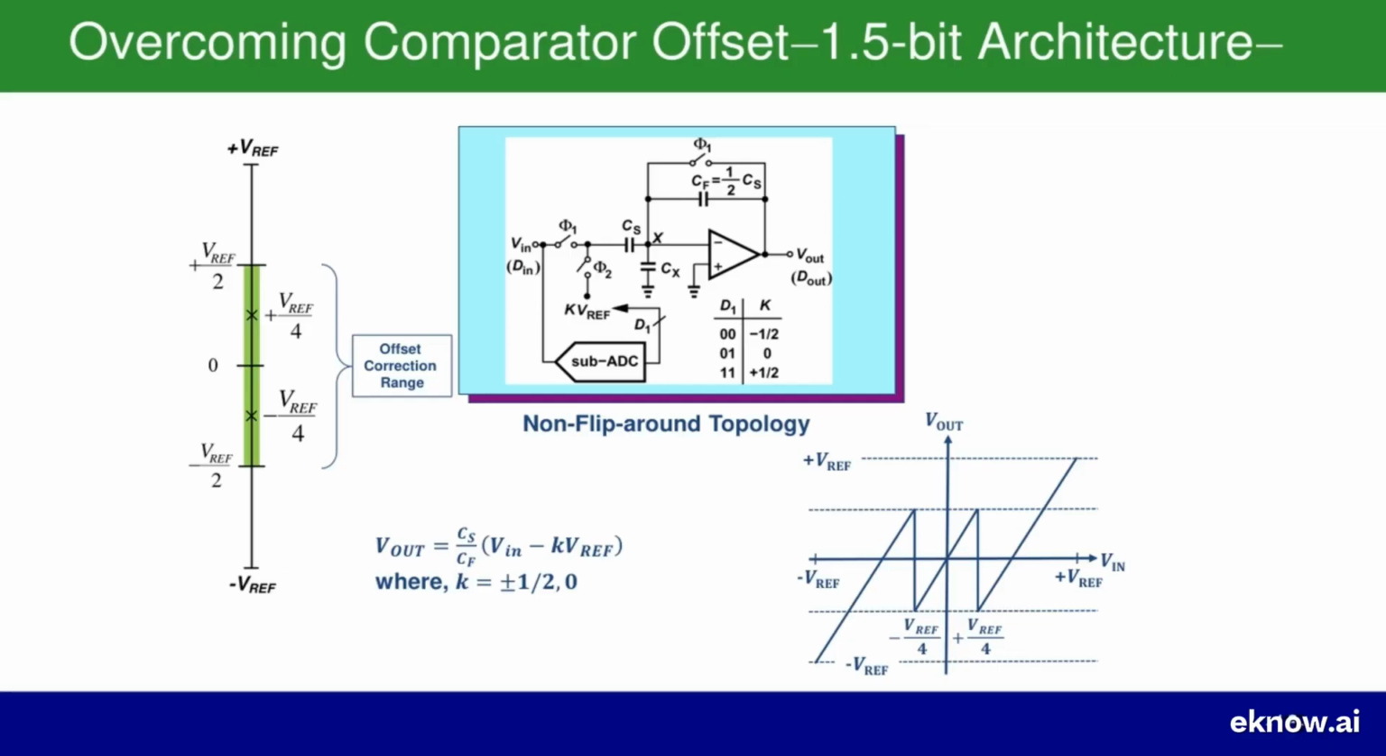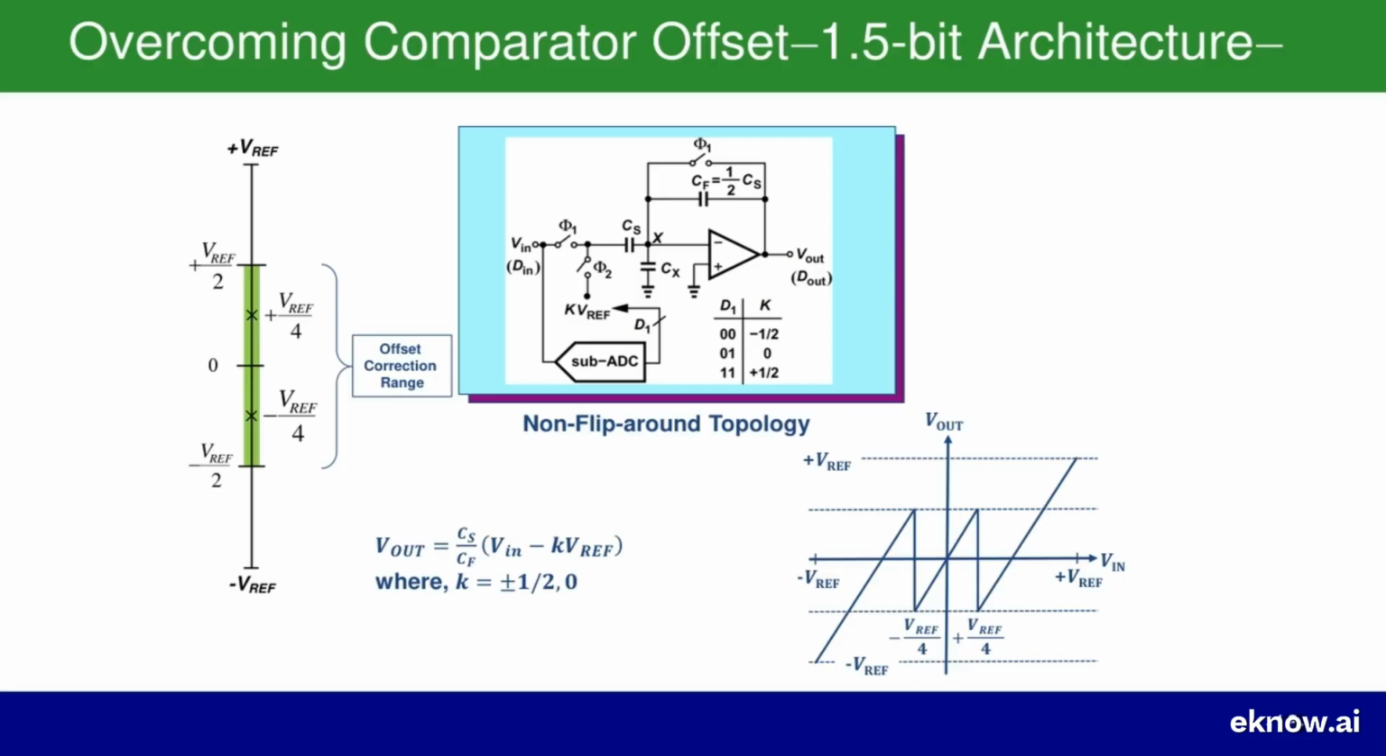So the overall operation is, we compare the input, generate a K value, subtract K V_REF from the input, and then multiply the result by 2. This V_out becomes the input for the next stage in the pipeline. The graph on the bottom right beautifully visualizes this transfer function. As the input voltage V_in sweeps from negative to positive, the output V_out increases with a gain of 2.